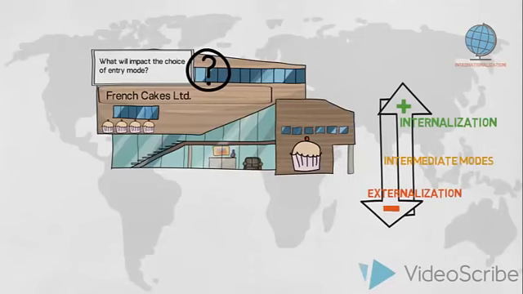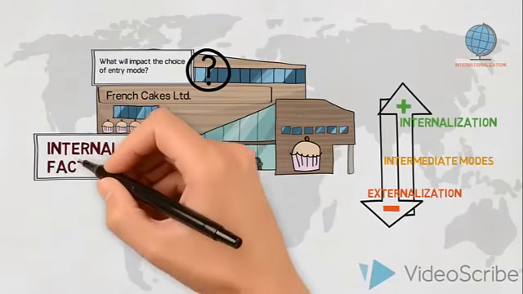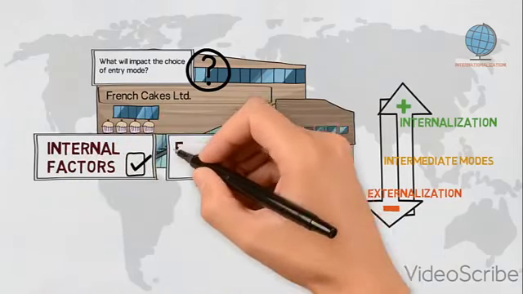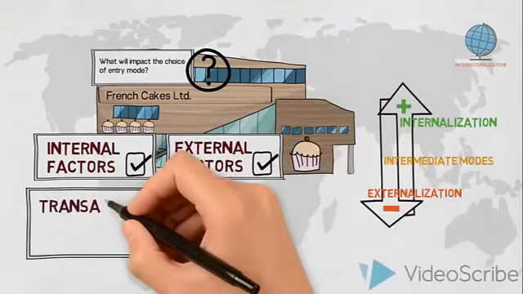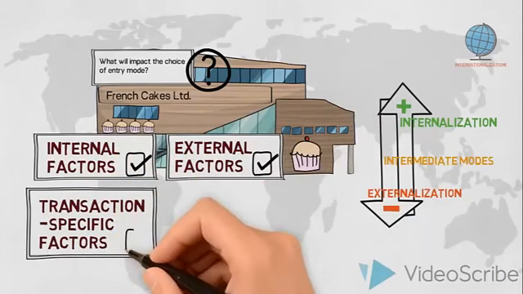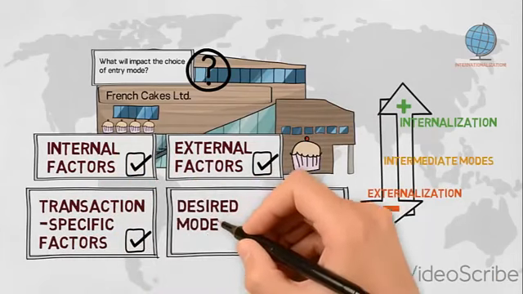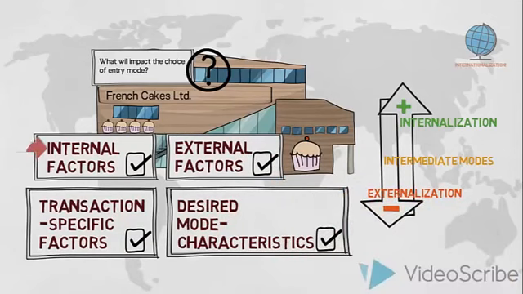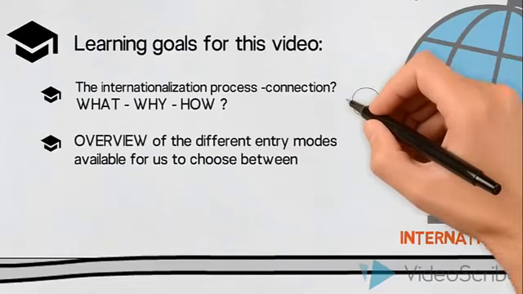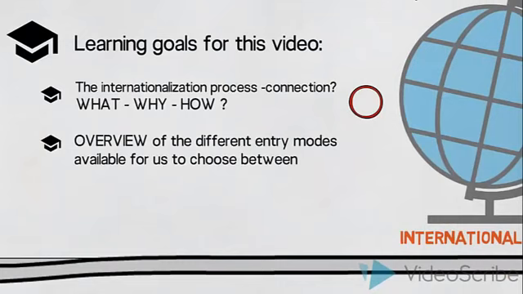Now we have evaluated 4 sets of factors that will influence French Cakes' decision of entry mode. We have addressed the internal factors, the external factors regarding the UK market, the factors evaluating outsourcing suitability, and which mode characteristics French Cakes desire. Conducting a systematic evaluation of all 4 sets of factors has enabled us to recommend a suitable entry mode for French Cakes.